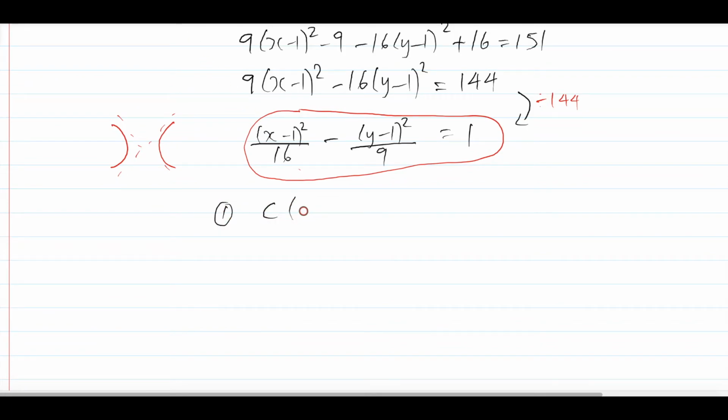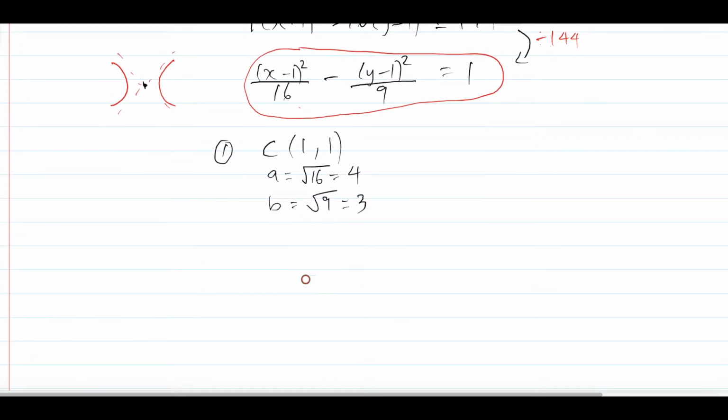So you find your center, the intersection point between your asymptotes, that is h and k, so 1 and 1 right there, very simple. And then you find your a value, which is always the square root of the denominator under x, so that is the square root of 16, which gives you 4. Same thing for b, the square root of 9, that gives you 3.